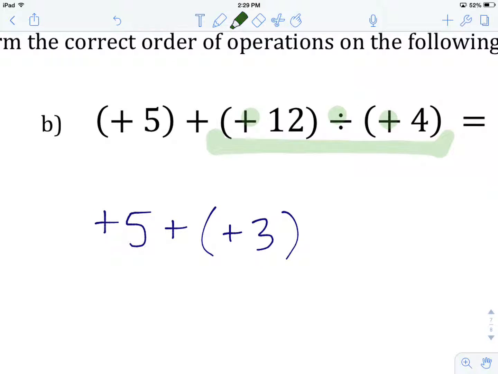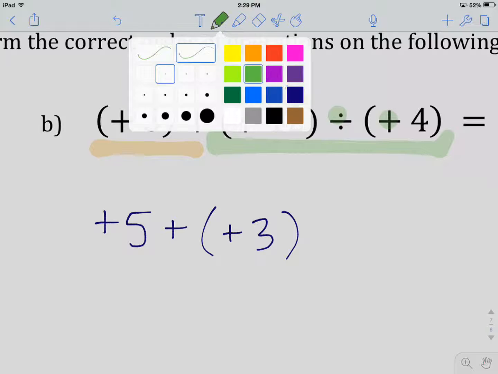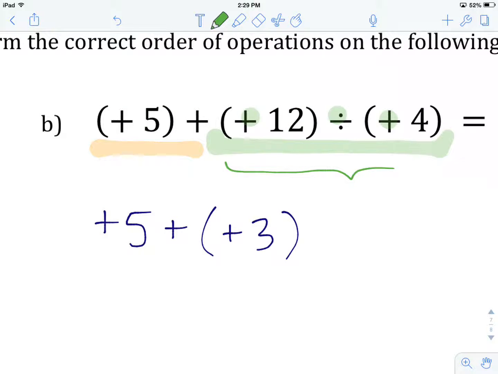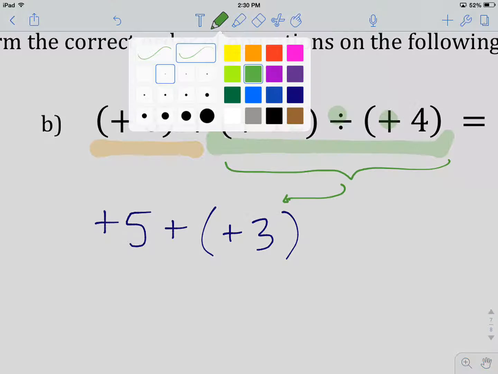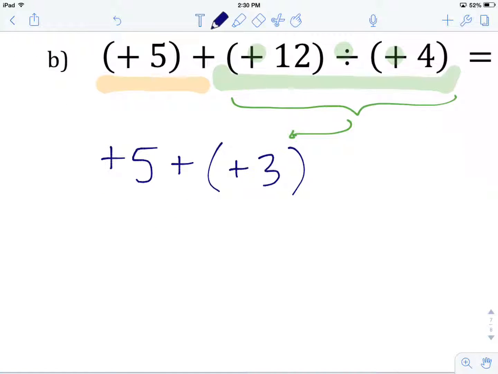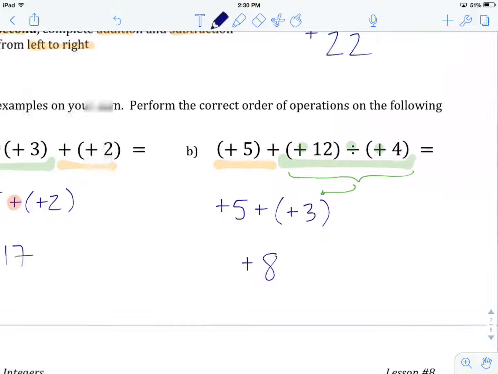And again, I'm hoping that you can see that this plus 5 added, we didn't do anything with that. That one was just waiting. But hopefully you can see that positive 12 divided by positive 4 is what led us to putting this positive 3 in its place. And now there is one more operation to perform. We have plus 5 added to plus 3. So that's going to give us a positive 8 when we're all said and done. And that is our answer.